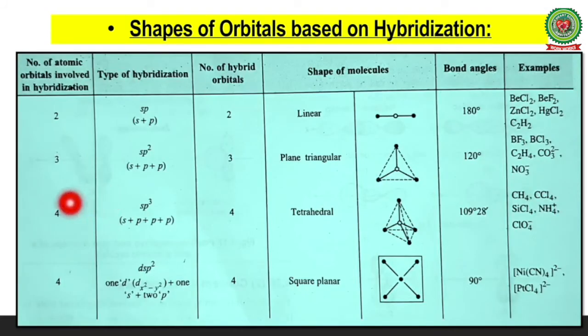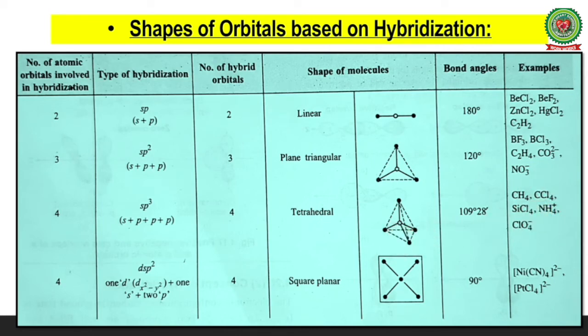Now when 4 orbitals are involved in hybridization, then the hybridization is sp3 type and the shape of the molecule is tetrahedral and the angle is 109 degrees 28 minutes. The examples in such cases are CH4, CCl4, SiCl4, ammonium ion, ClO4 minus ion. Now you are already familiar with the structure of CH4, that is methane, which has a tetrahedral structure.